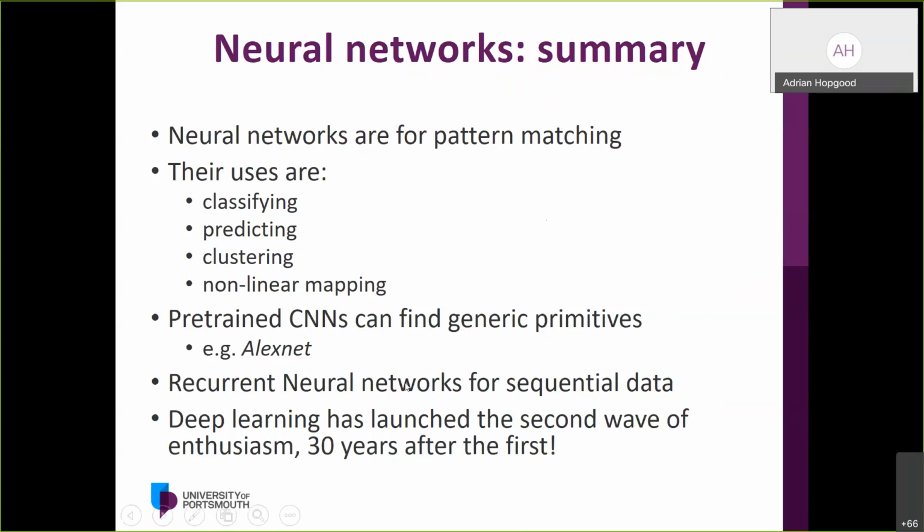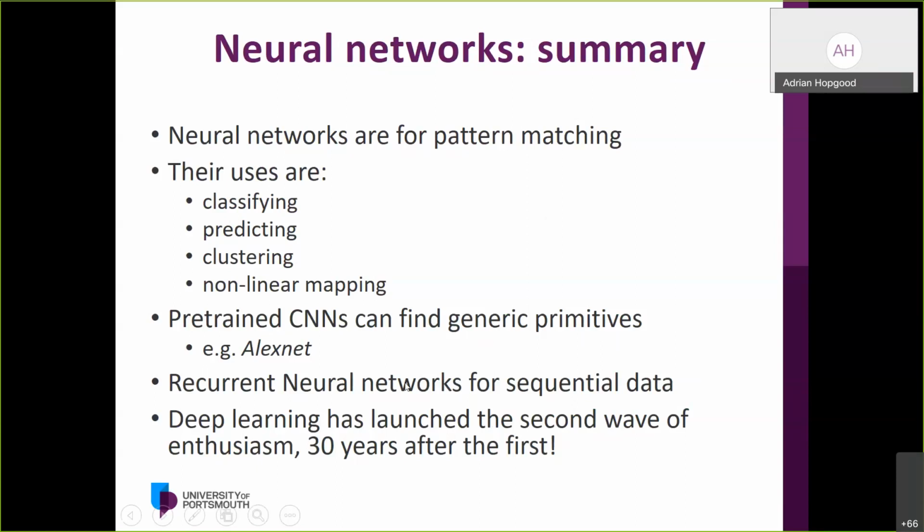I mentioned in the case of convolutional neural networks that they're great at finding the generic primitives. So they find the features in the image, and they sidestep for you that problem of pre-processing. The so-called AlexNet is an example of a pre-trained convolutional neural network. A lot of the computational work has already been done for you, trained on a wide range of different images, and then you can just train the final layers of the neural network, which is very similar to the multi-layered perceptrons that I showed you.